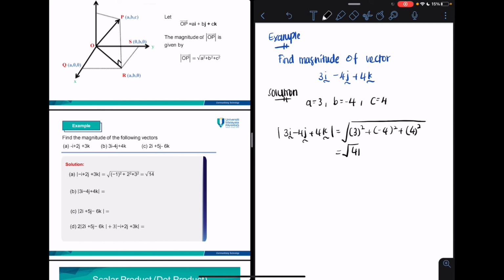So in this case, a, b, c represent component of vectors in 3D. In this case, ith component is given by a is equal to 3, jth component is given by b is equal to -4. Meanwhile, kth component of this vector is given by c is equal to 4. So by using that formula, square root of a squared plus b squared plus c squared, you will obtain this kind of answer, which is 3 squared plus -4 squared plus 4 squared. So you will end up with square root of 41 as the answer. Easy, right?